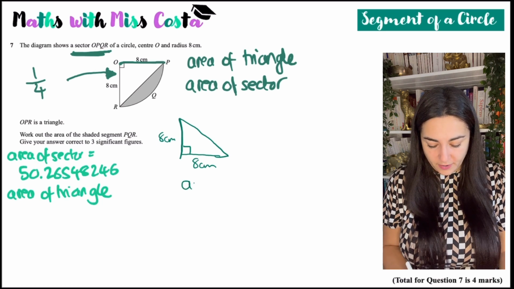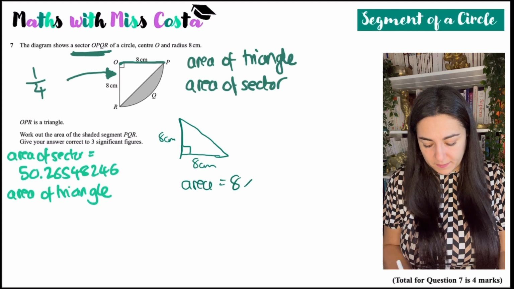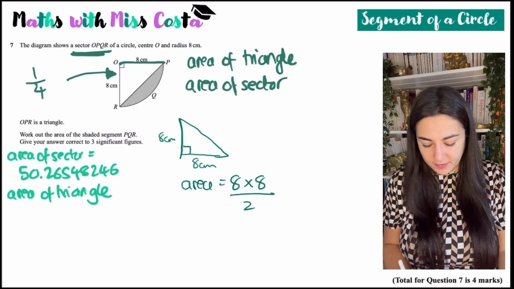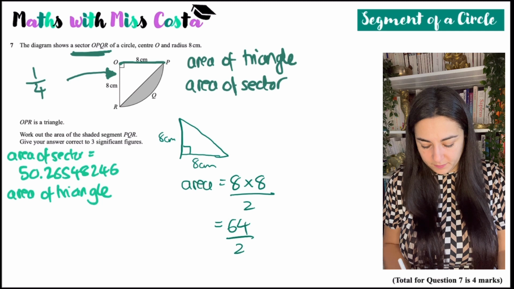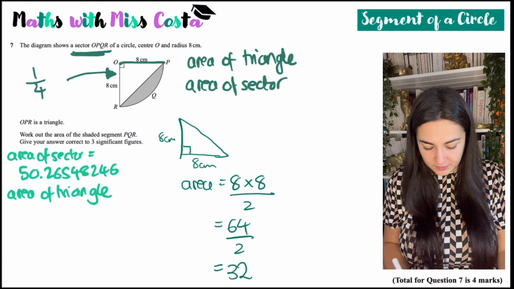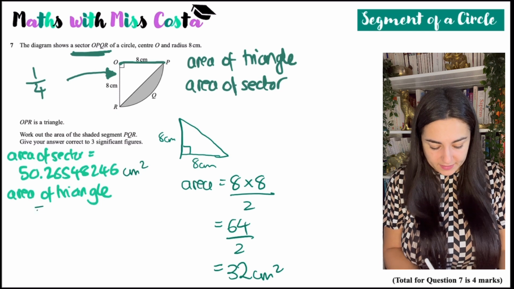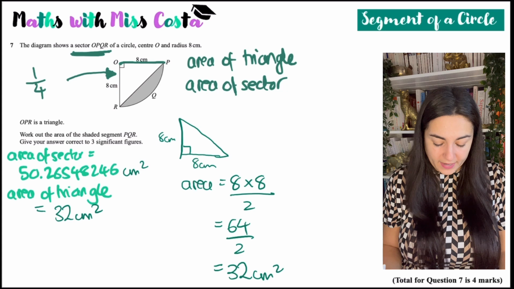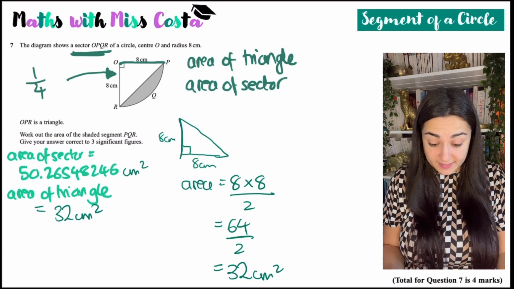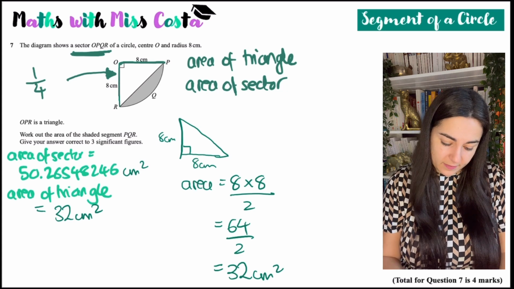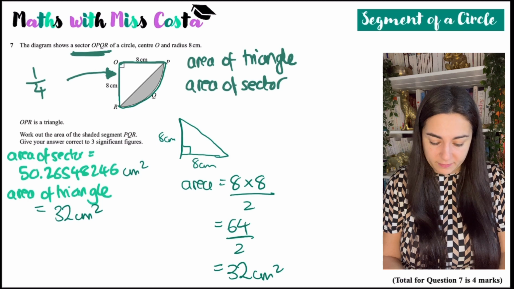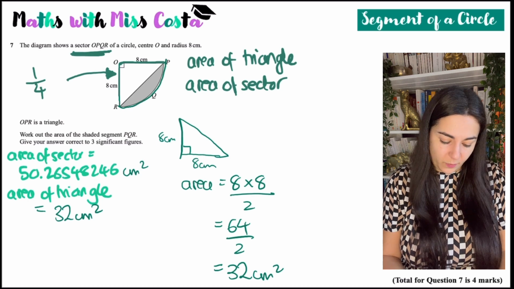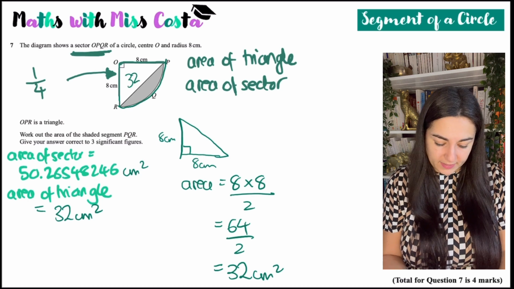So area of the triangle would be base times height, 8 times 8 divided by 2, which is 64 divided by 2, which is 32 centimeters squared. That would also be centimeters squared. So area of triangle is 32 centimeters squared. And what I have to do is work out the area of the shaded segment. So what I've worked out with the sector is everything here. Then I've worked out the area of the triangle, which is 32.